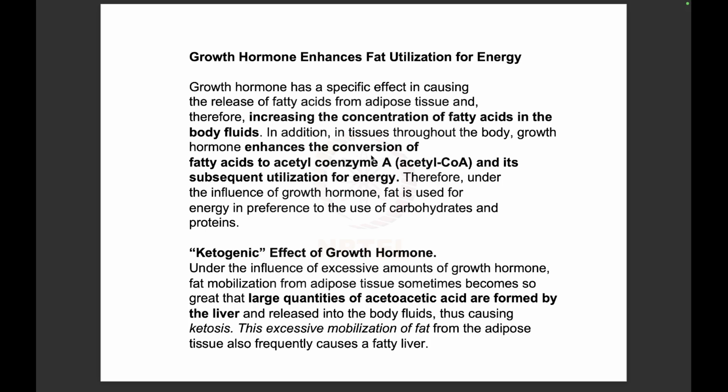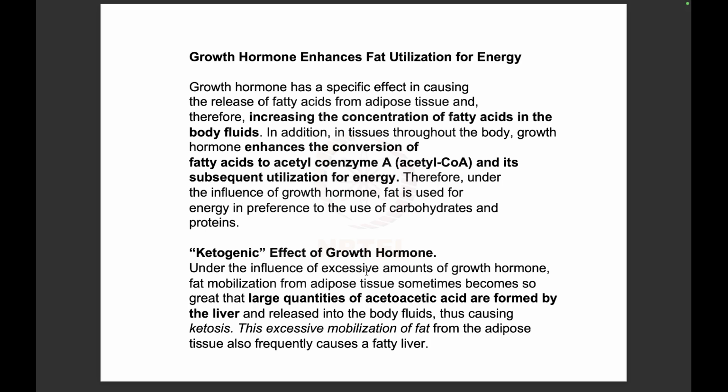In addition, in tissues throughout the body, growth hormone enhances the conversion of fatty acids to acetyl coenzyme A and its subsequent utilization for energy. Therefore, under the influence of growth hormone, fat is used for energy in preference to carbohydrates and proteins. This is the ketogenic effect of growth hormone.